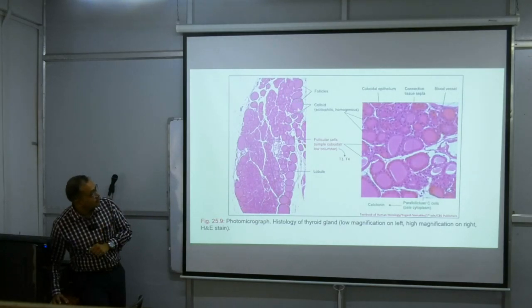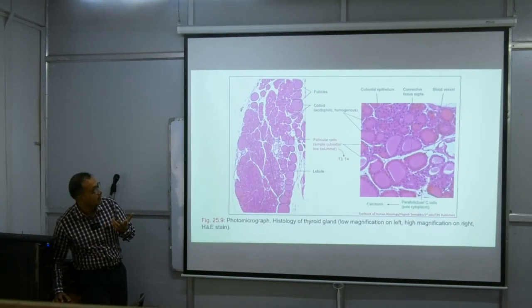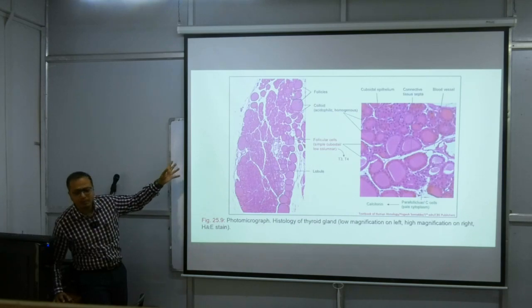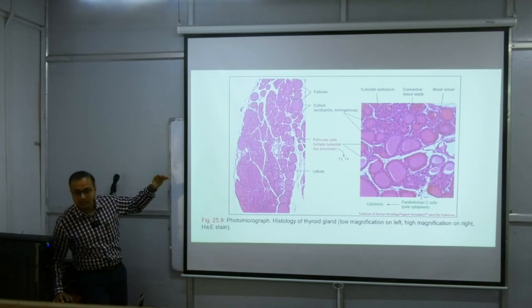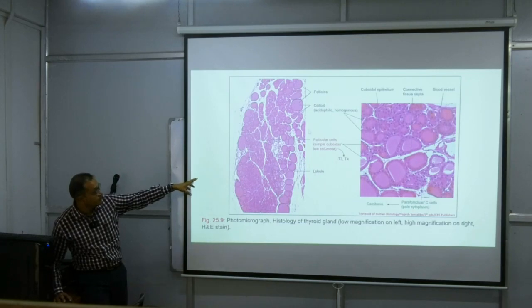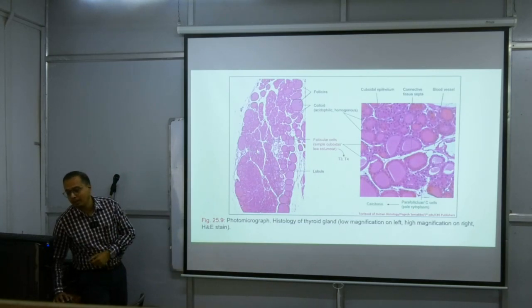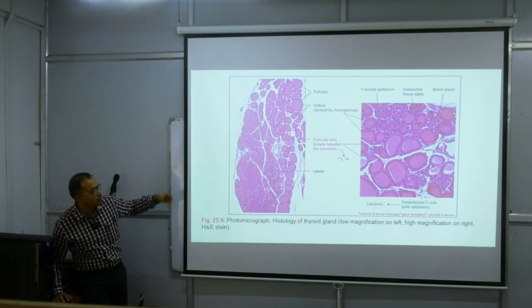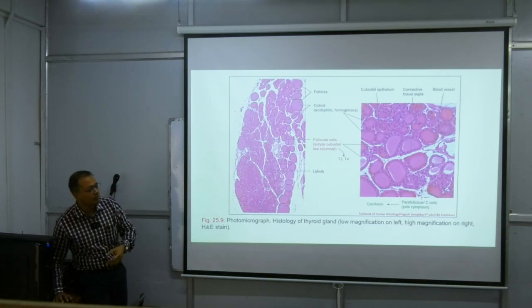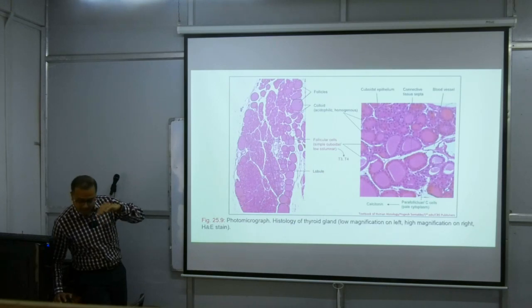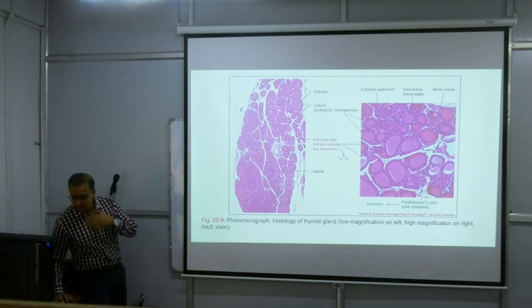Now, these colloids are filled with fluid, which we call colloidal fluid, and are lined by follicular cells, and outside them we may see parafollicular cells. But at 10x zoom, it is not helpful for identifying the parafollicular cells vividly. We need a higher magnification to identify them, which is beyond our curriculum. In theory, we know the parafollicular cells exist, but seeing them is beyond our curriculum.